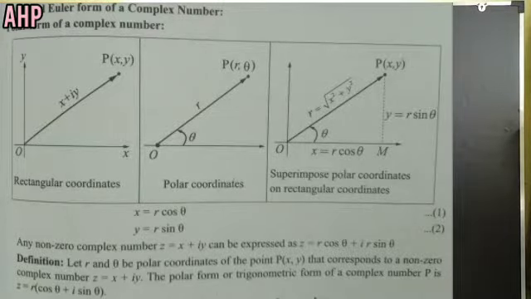The polar coordinate of a complex number is defined as follows. If r and theta are the polar coordinates of the point P of x, y that corresponds to a non-zero complex number z is equal to x plus iy, then the polar form or trigonometric form of the complex number is z is equal to r into cos theta plus i sin theta.